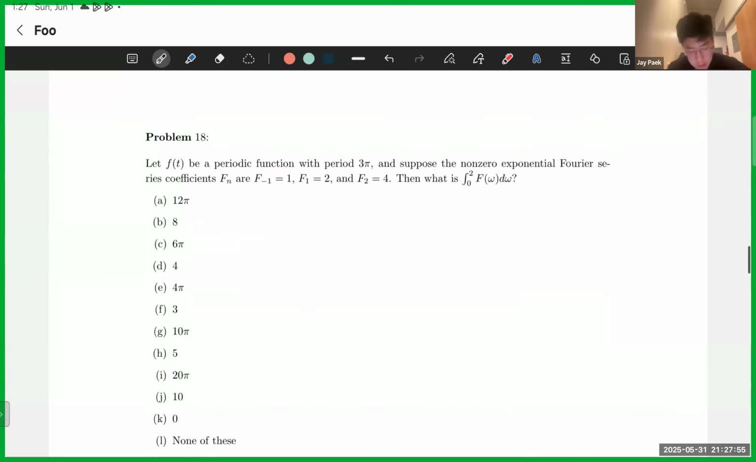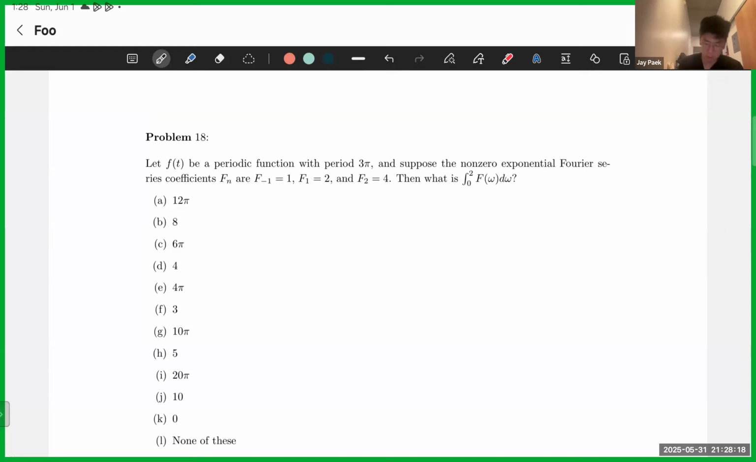18. Let f of t be a periodic function with period 3 pi, and suppose the non-zero exponential Fourier series coefficients F_n are as shown below. What is... well, that's not that bad. Where would I start?